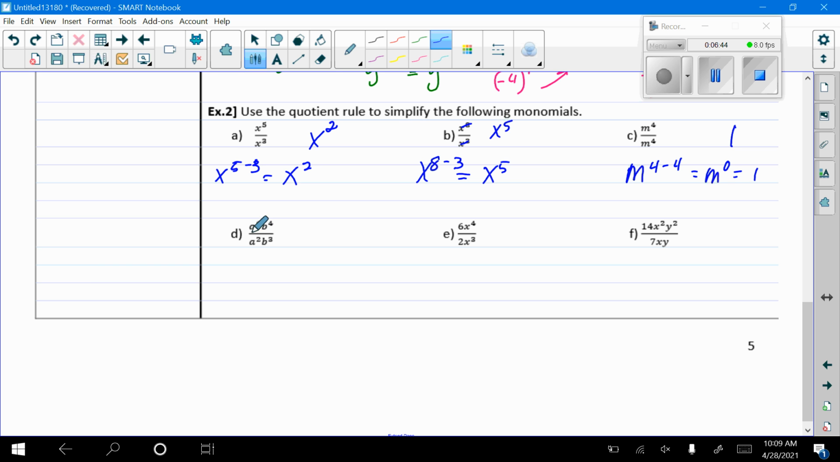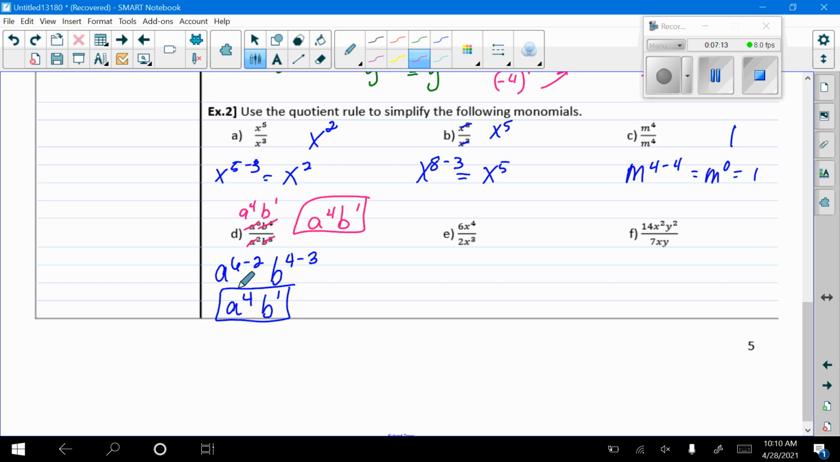Down below here, I've got a to the 6th and a to the 2nd. So I want to take each chunk one by one. Where do I have more, top or bottom, on the a's? Or I could say a to the 6th minus 2, b to the 4 minus 3. A to the 4th, b to the 1st. Another way of doing that is I've got 4 extras on top, I've got 1 extra on top, and then write a to the 4th, b to the 1st.